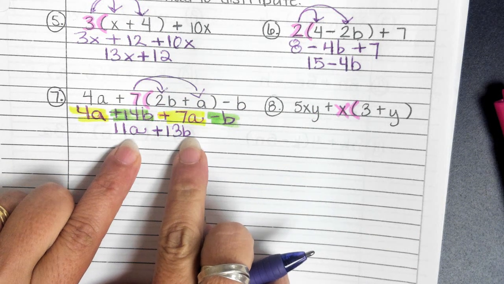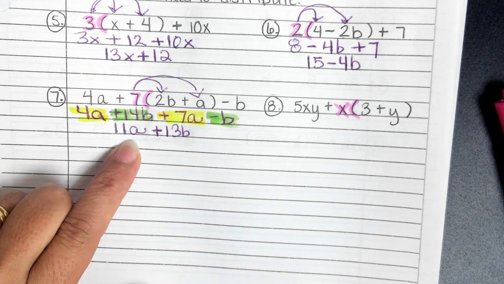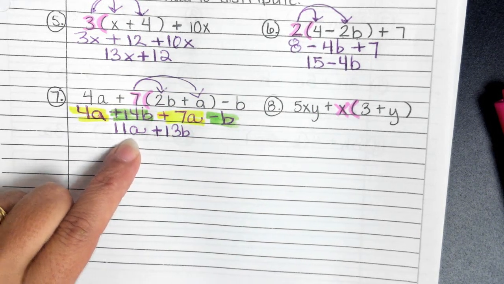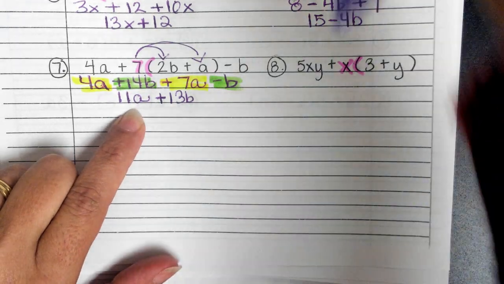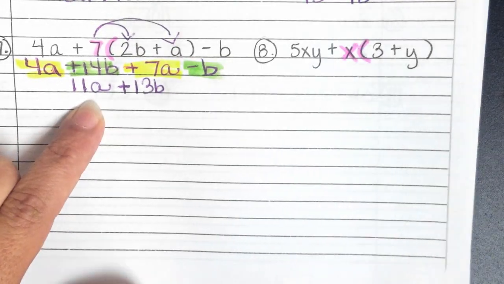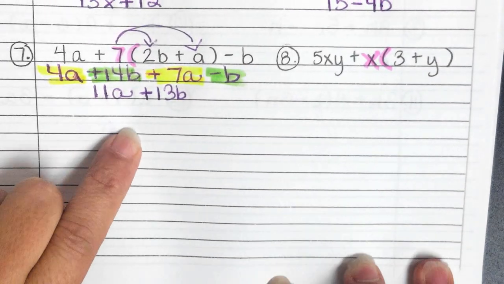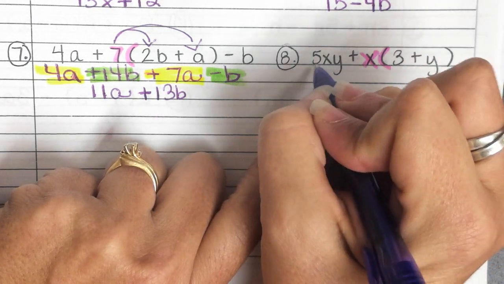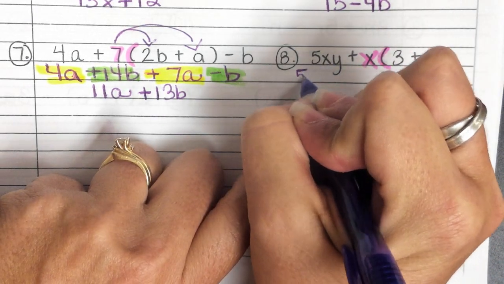You've got to sometimes slow down. You can't always copy the symbol. Got to kind of think about it. Okay, number 8. Okay, I'm just going to copy the 5xy because it's boring and hanging out.